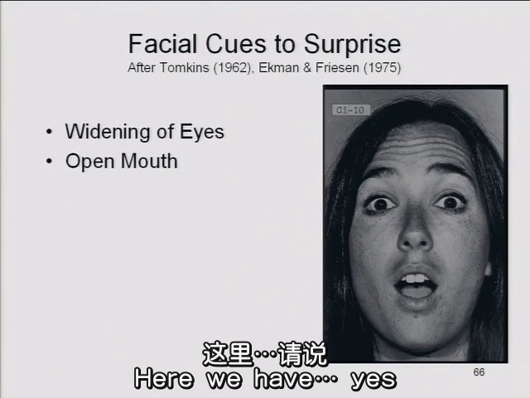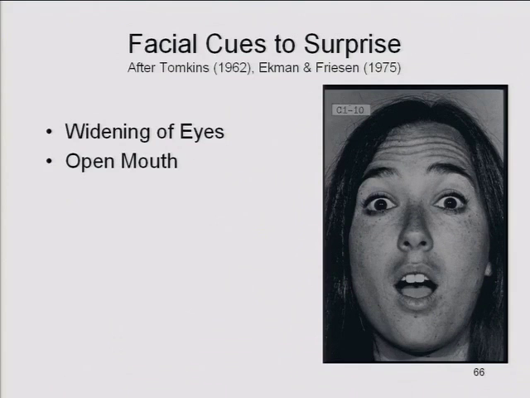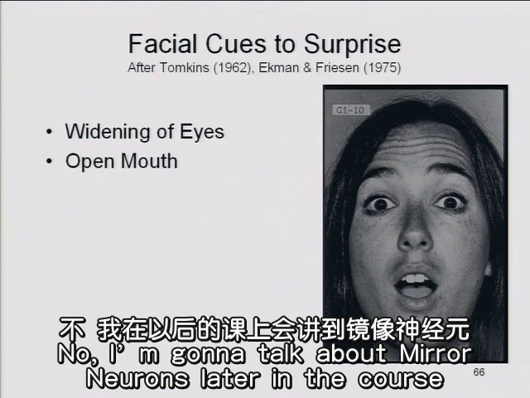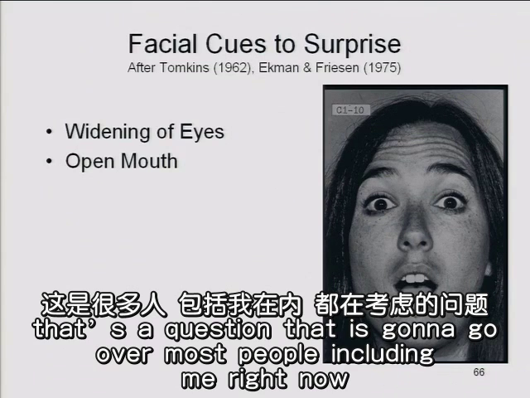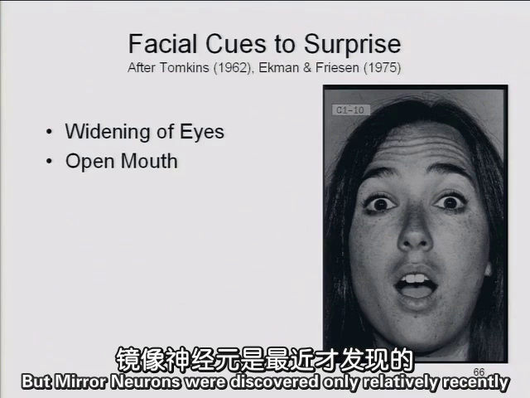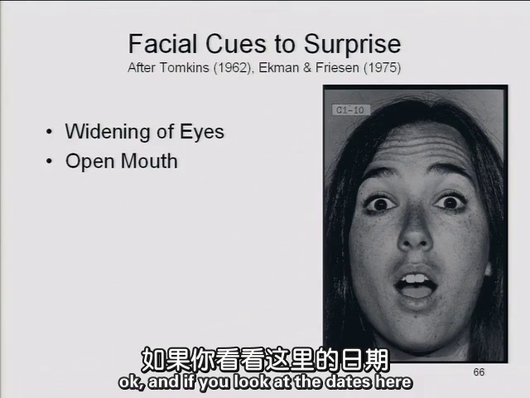Here we have, yes? Quick question. Did Ekman by any chance study if perceptual acquired stages related to mirror neurons? No. I'm going to talk about mirror neurons later in the course, okay? It's a very interesting idea, okay? But that's a question that's going to go over most people, including me, right now. But mirror neurons were discovered only relatively recently, okay?